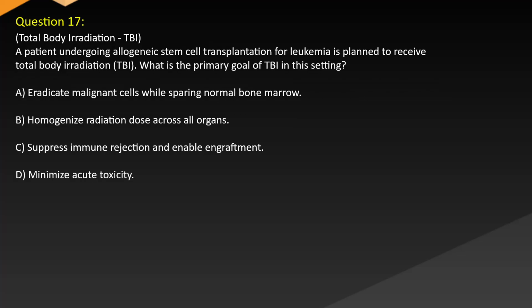Question 17. Total body irradiation. A patient undergoing allogeneic stem cell transplantation for leukemia is planned to receive total body irradiation (TBI). What is the primary goal of TBI in this setting? A. Eradicate malignant cells while sparing normal bone marrow. B. Homogenize radiation dose across all organs. C. Suppress immune rejection and enable engraftment. D. Minimize acute toxicity.